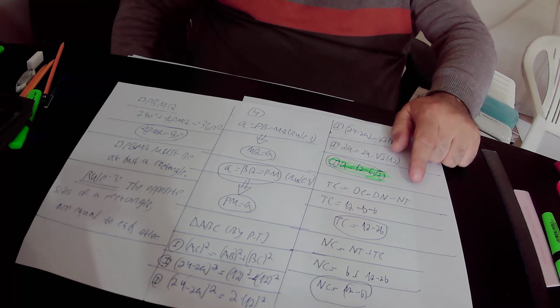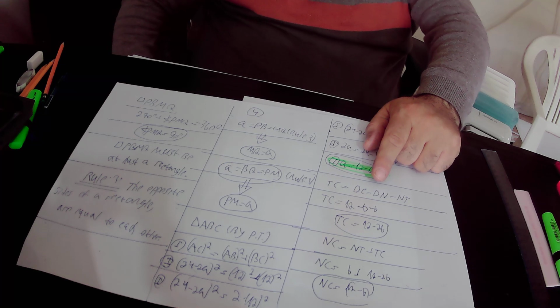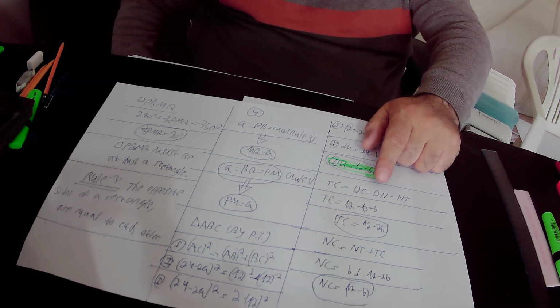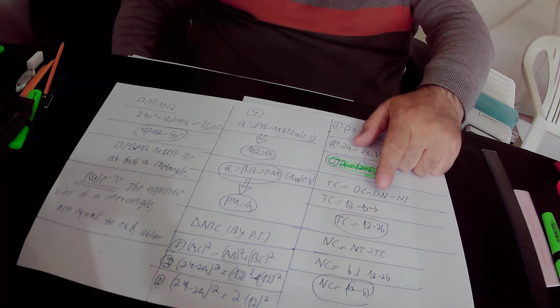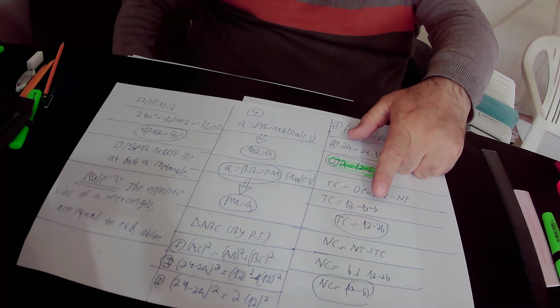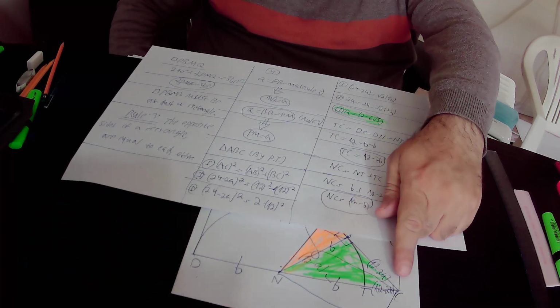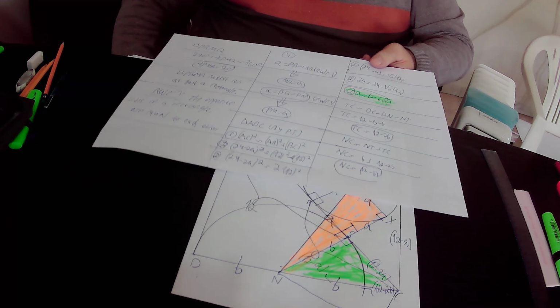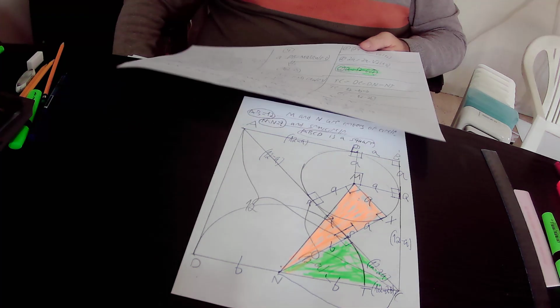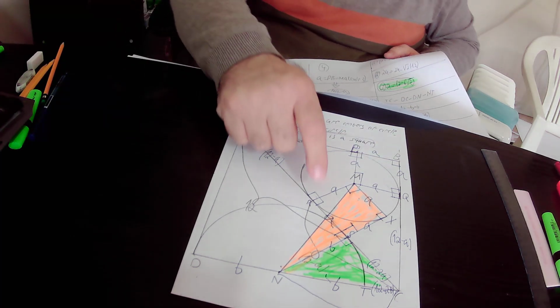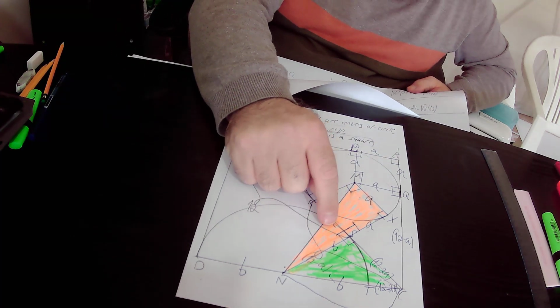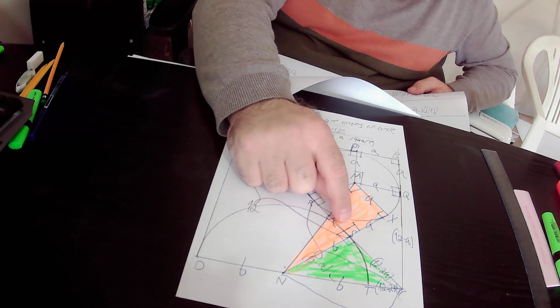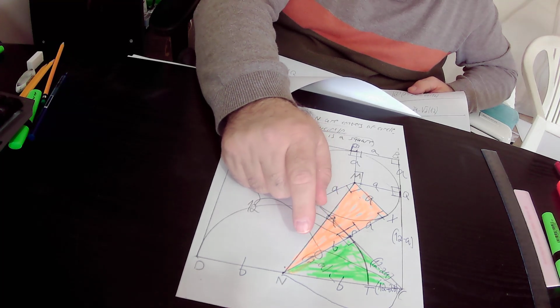So in conclusion, we found out that TC equals 12 minus B minus B, which is equal to 12 minus 2B. Here, TC equals 12 minus 2B. And then we connected together points N and S by a straight line.